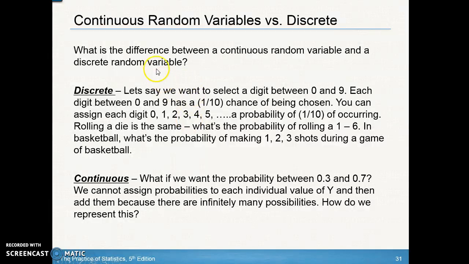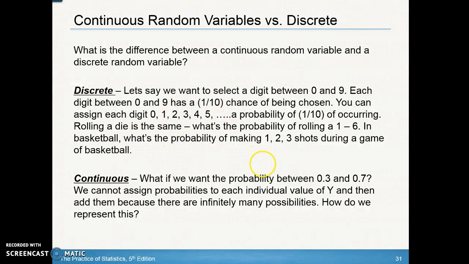All right, so let's take a quick look at the difference between a continuous random variable and a discrete random variable. With discrete, let's say we want to select a digit between 0 and 9. Each digit between 0 and 9 has a 1/10 chance of being chosen. We can assign each digit separately. It's like counting them, 0, 1, 2, 3, 4, 5, all the way up to 9, each with a probability of 1 over 10. That's easy to make in a table. Rolling a die is the same way. What's the probability of rolling a 1 through 6? I can separate those, 1, 2, 3, 4, 5, 6. They each have a 1/6 chance of occurring.